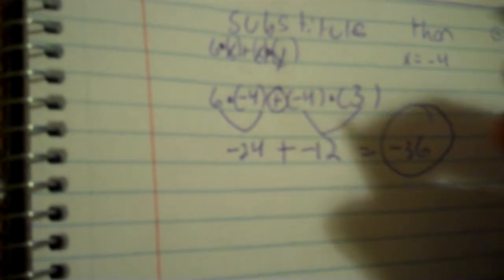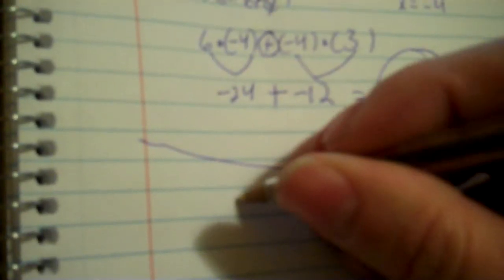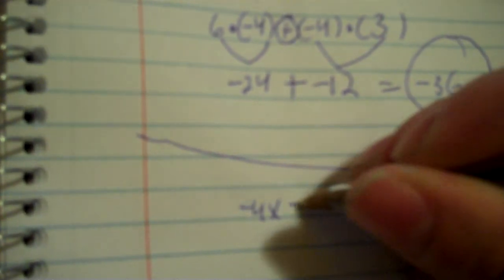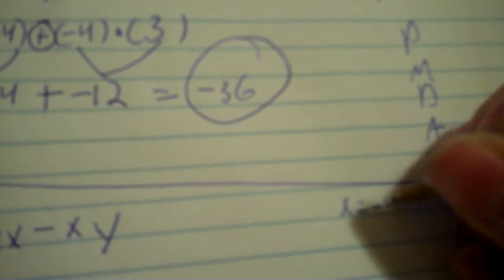Okay, next problem. -4x minus xy, where x equals -4 and y equals 2. So we need to first apply the operators. That means -4 times x. Then we have minus, but I'm not going to change a minus right now because I don't know. I'm going to put a number in for x. Okay, and x times y times. So parenthesize your variables.